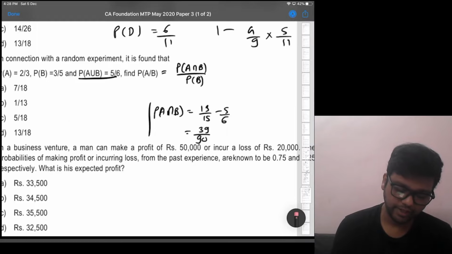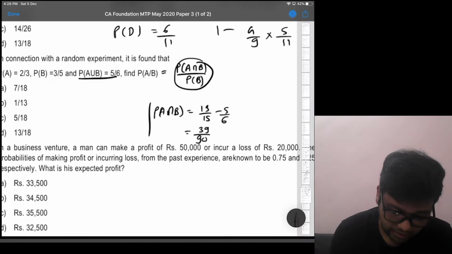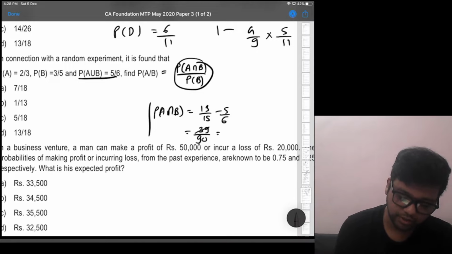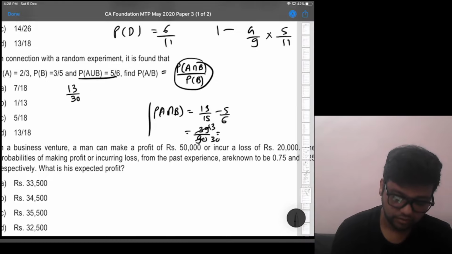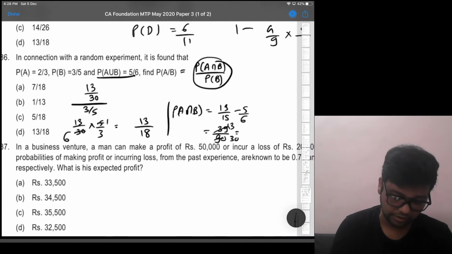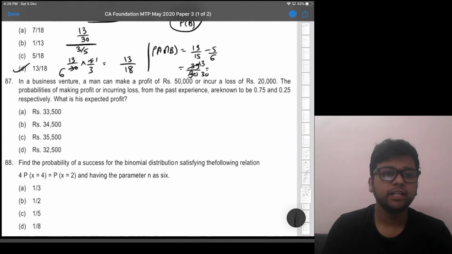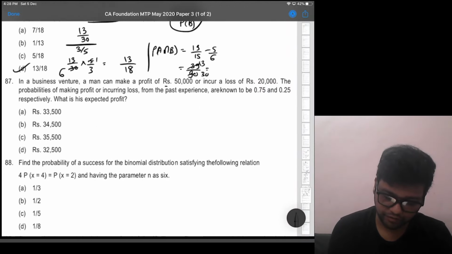So now we have probability of A intersection B. We can put it in the formula. A given B is what? A intersection B, that is 39 by 90, or if you reduce by 3, 13 by 30, divided by probability of B, which is 3 by 5. That means what? 13 by 30 into 5 by 3. So 6, that will be 13 by 18. Option D. Okay. Next.